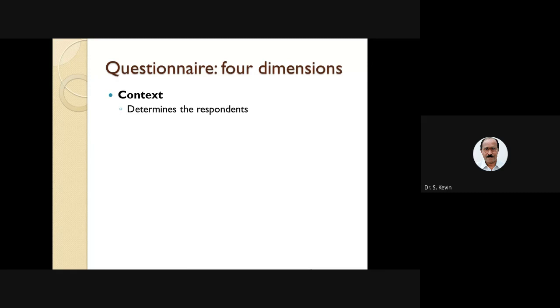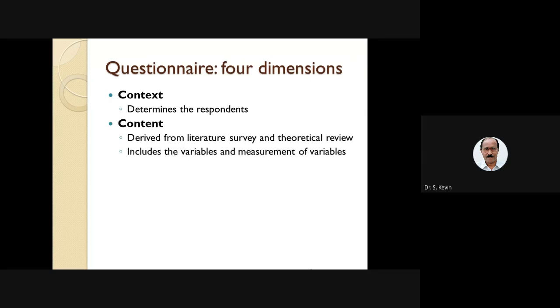The respondents will determine the type of questionnaire that you are preparing. If your respondents are illiterate and do not understand much about these things, your questionnaire has to be prepared in a different way. Supposing your respondents are all educated people, then the questionnaire will be of a different type. So the context of the questionnaire, who the respondents are, is the first important aspect that we have to consider.